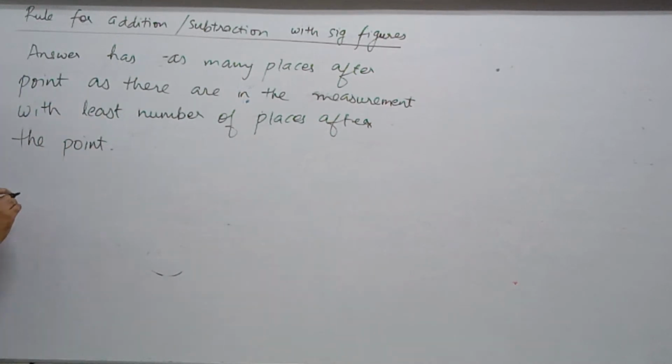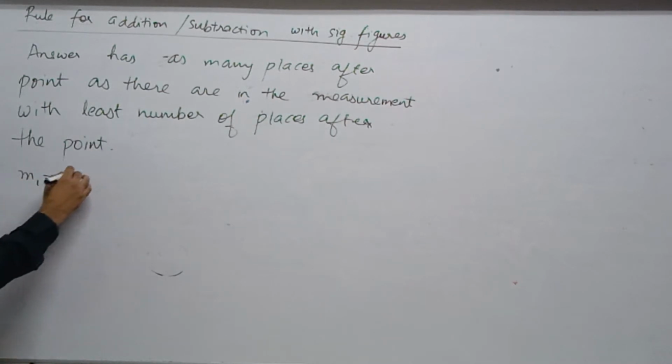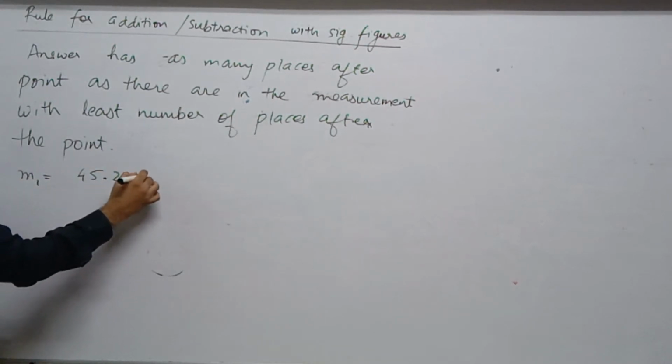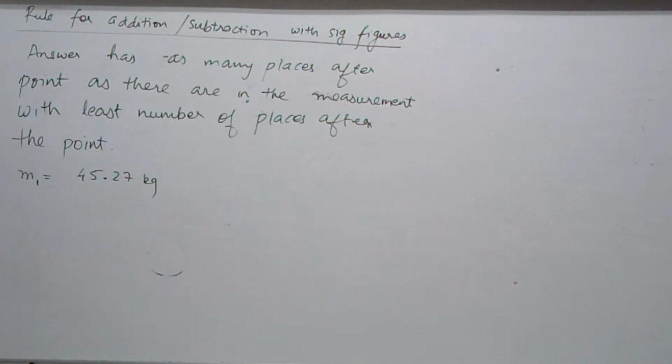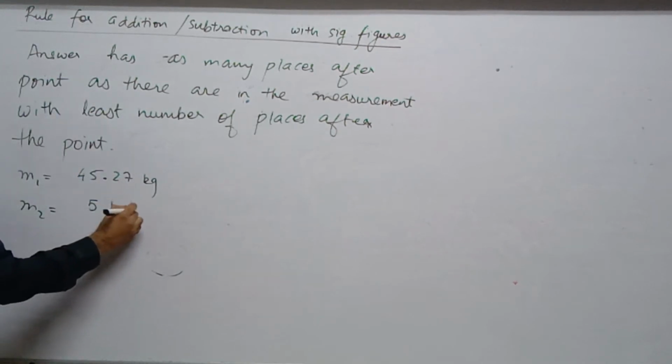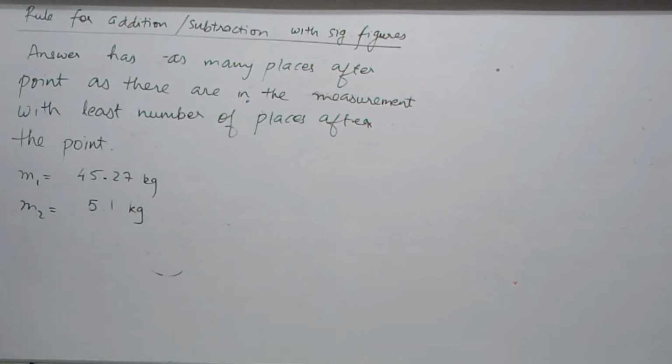Let's think of two masses that we are going to add. Suppose the mass of the first object is 45.27 kg, and the mass of another object which has been measured is 5.1 kg. Now do you remember those words, precision and all that? Which has more precision, 1 or 2? 1 has more precision, because it's measuring up to 1/100 of a kg. Anyways, precision is not the main point here. I'm just making you recollect.